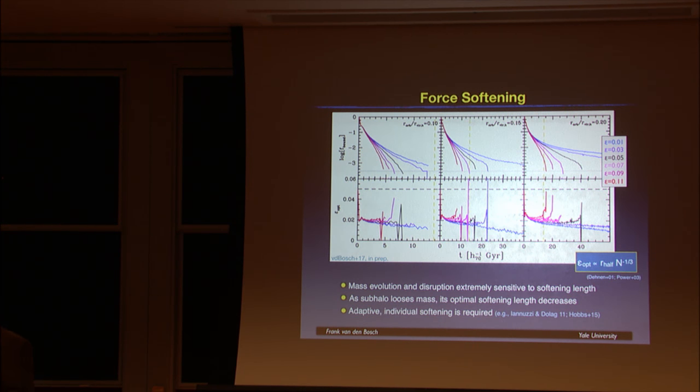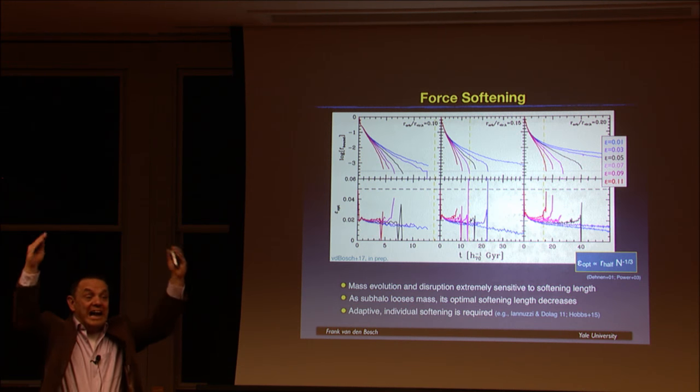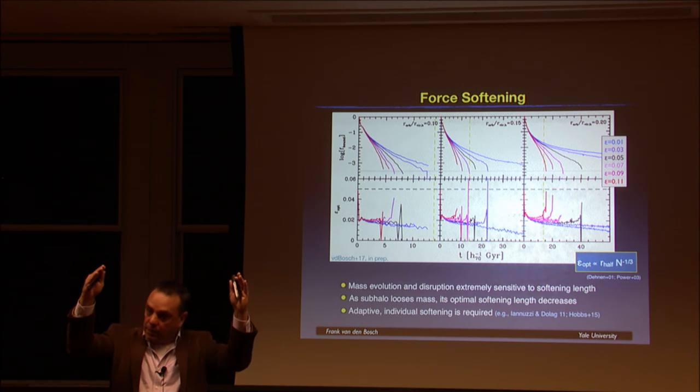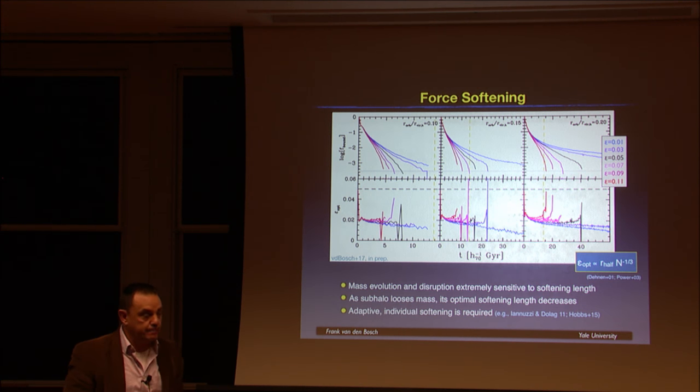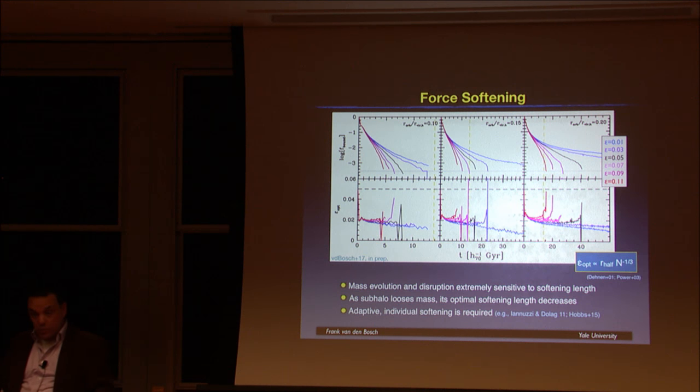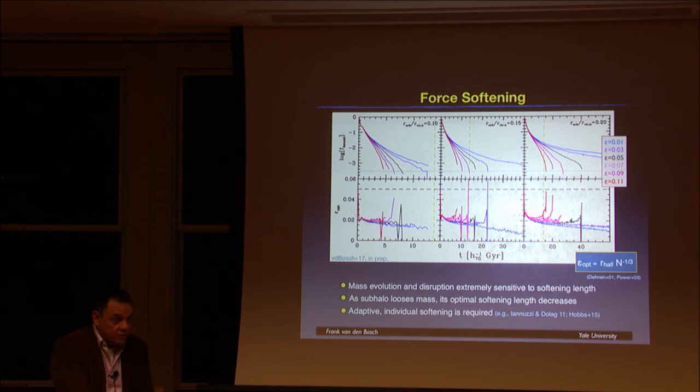So the upshot is the optimal softening length that people calculate for isolated halos is not applicable in a tidal field. In a tidal field, you want to run a smaller softening length. So now we're left with two problems. We have a discreteness noise issue and we have a softening issue. And the question is, but what is the right answer?